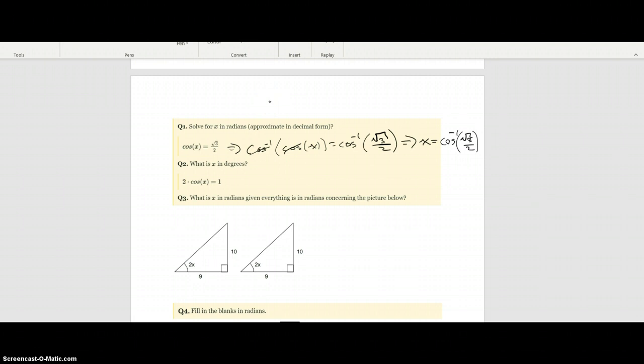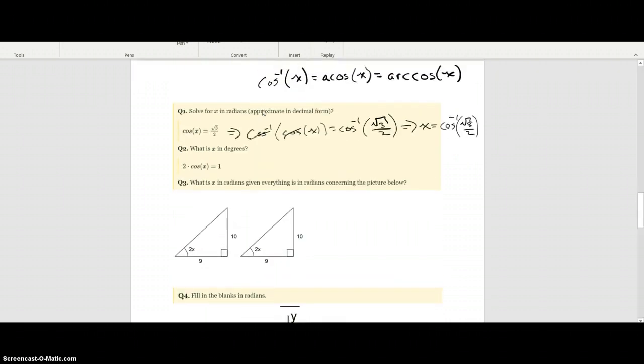A lot of times, I should just mention real quick, whenever we write cosine inverse of this, it's the same thing as saying arc cosine of x, which some books notate as that, as well as arc cos of x, some notate as that. We're just going to stick with this notation right here.